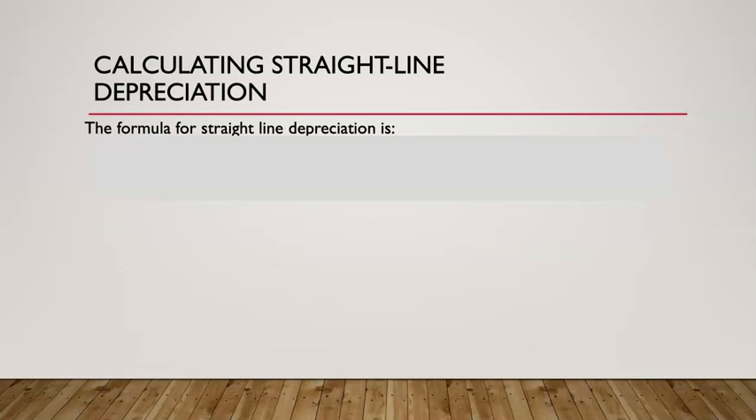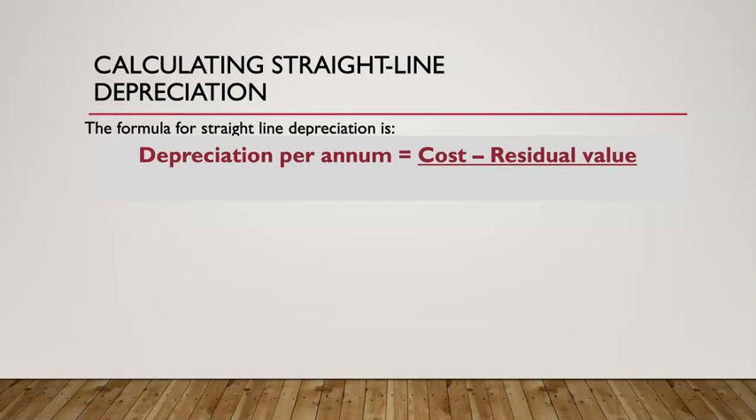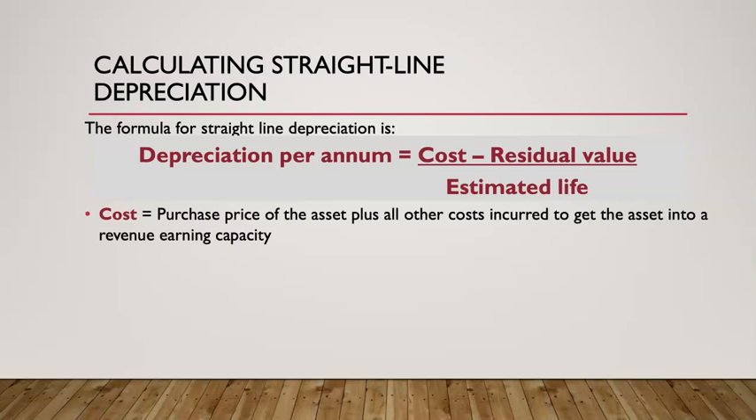So how do we calculate straight line depreciation? The formula is as follows. Depreciation per annum is cost minus residual value divided by its estimated life. What do I mean by these three terms? Because remember, this is how we calculate the depreciation expense for each period.